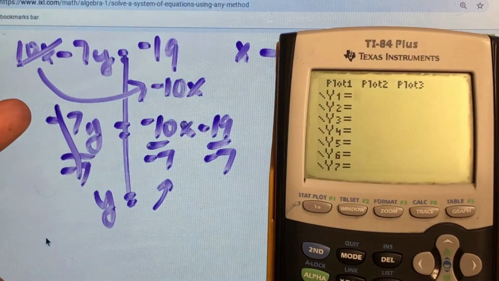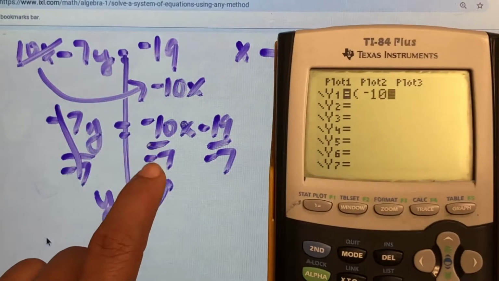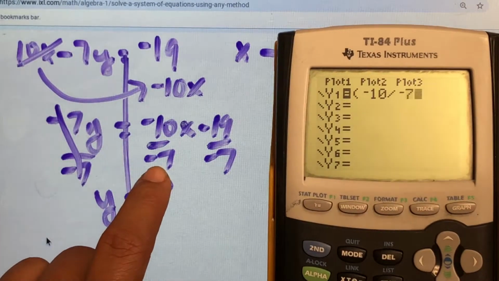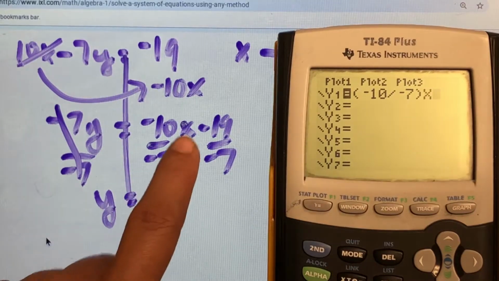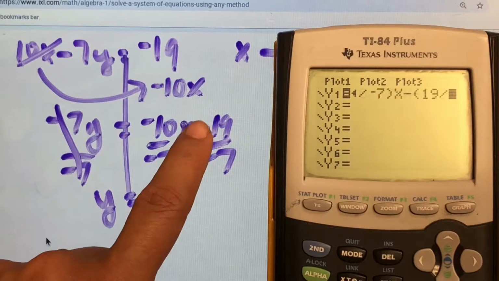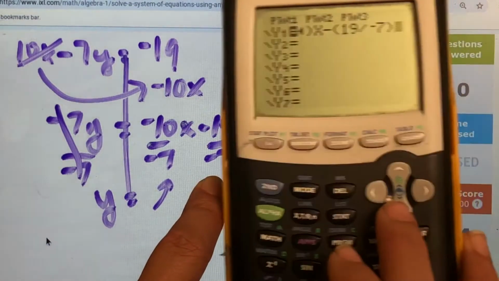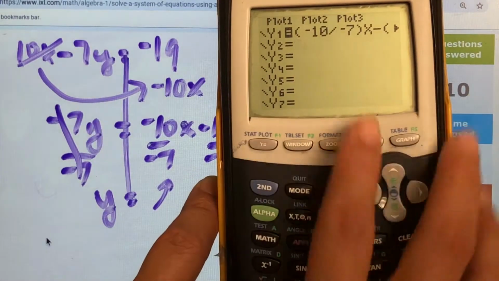So that's the first one. Oh, I just cleared it. Oh, my bad. All right, so negative 10 divided by negative 7x minus, and then put that in parentheses, 19 divided by negative 7. Then you press the down arrow, and now you're going to put the second equation.